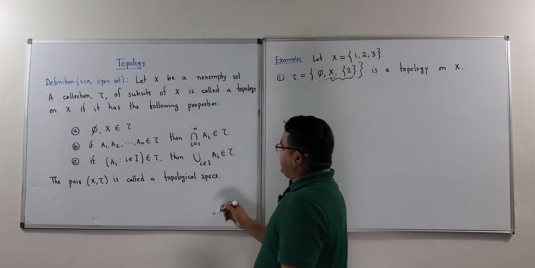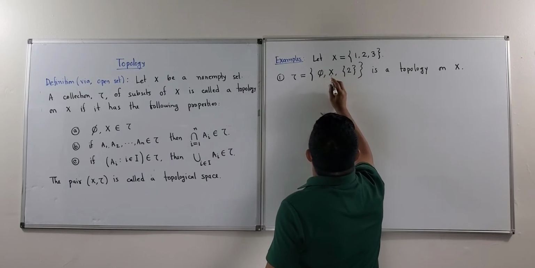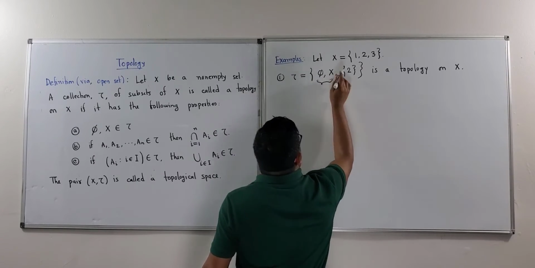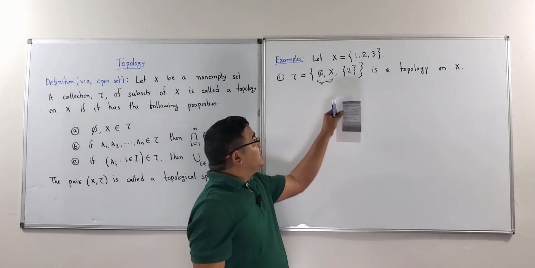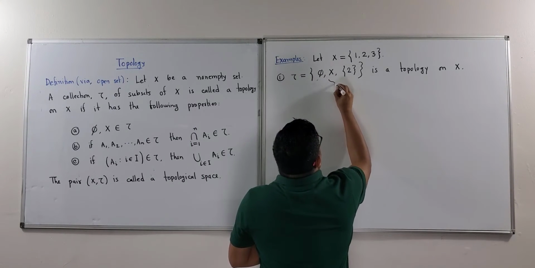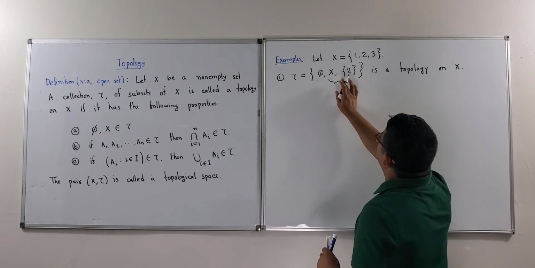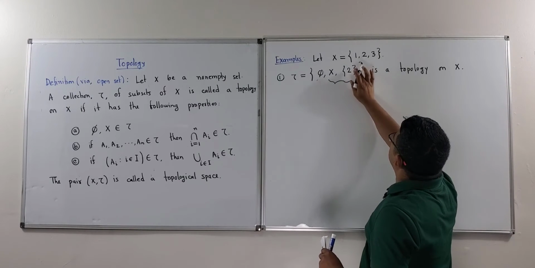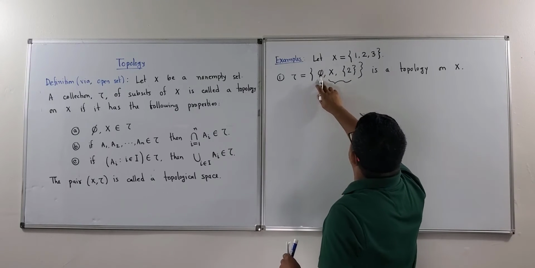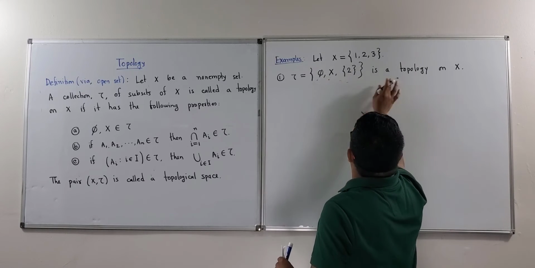Now the third property, their union would also be in tau. If we consider the first two, the empty set and X, the union is X, right? So X is already in that collection. Now if we consider these two elements, their union is 1 2 3, which is X, already in tau. If we consider this one and that one, their union is 2, which is already in that collection. So this is a topology.